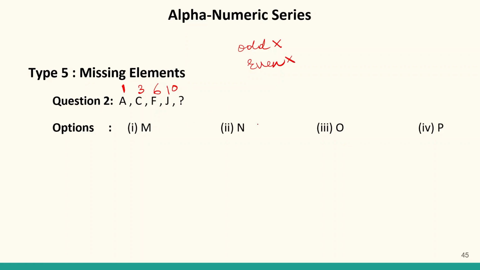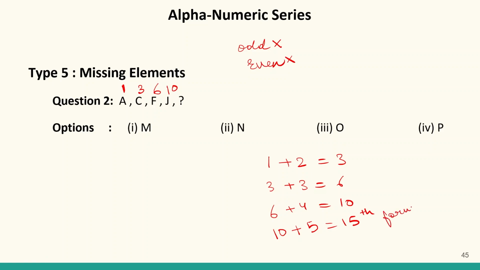So let's try to get some logic into this. If I add 3 positions, I'll get 6. If I add 4 positions, I'll get 10. So what are we doing? We are increasing the number of positions that are being added. So now I'll go 5 positions further from the previous term, which will give us the 15th rank, which is O. So the answer will be option number 3, O. Okay.